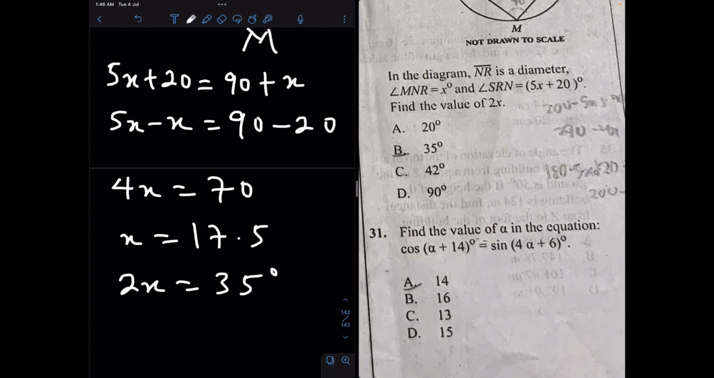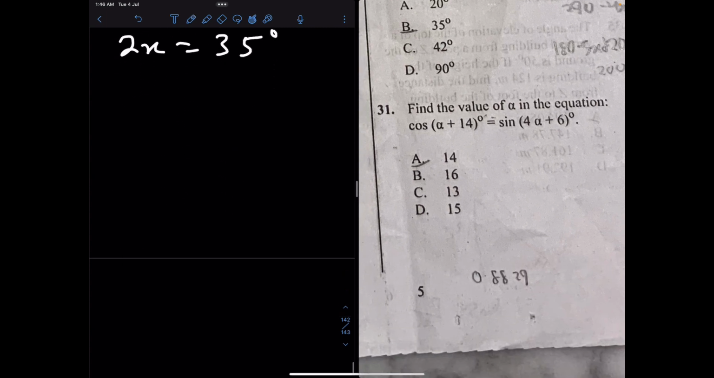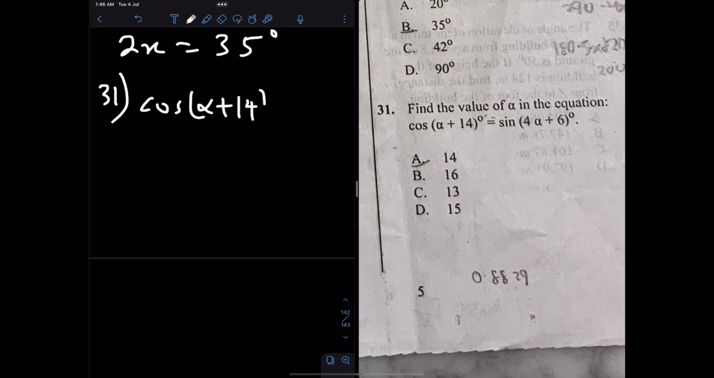Now we go straight to the next, which is number 31. Find the value of alpha in the equation cos alpha plus 14 degrees is equal to sine 4 alpha plus 6 degrees.